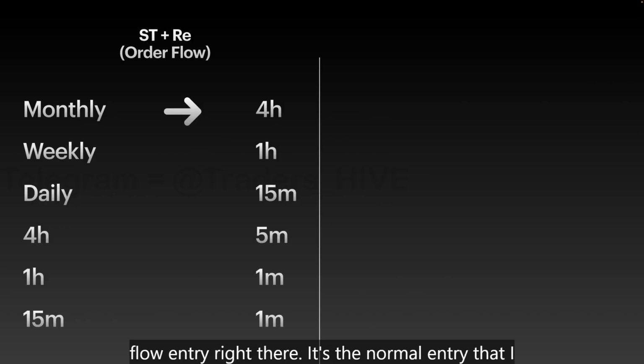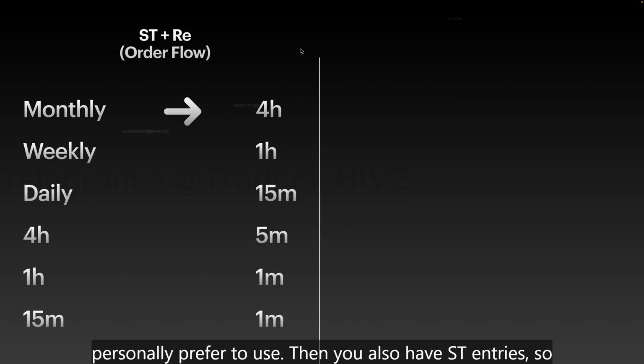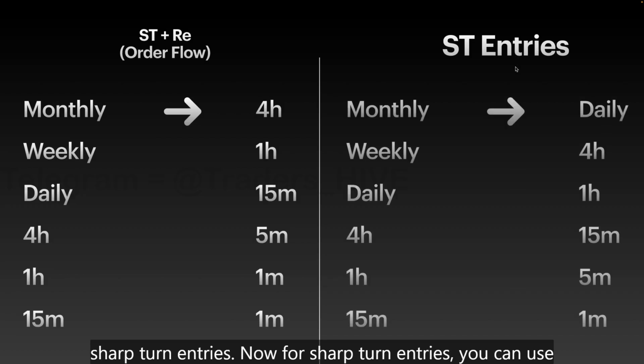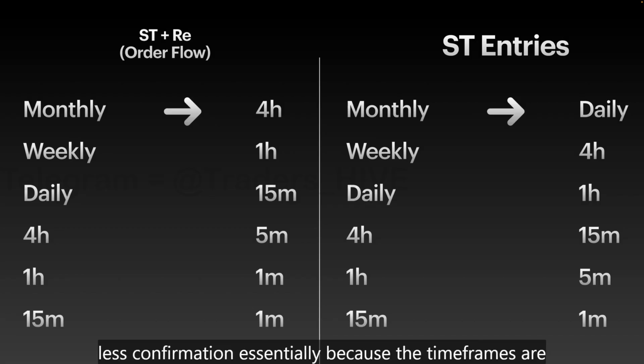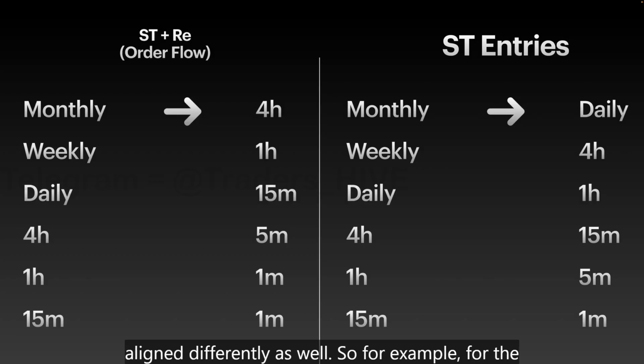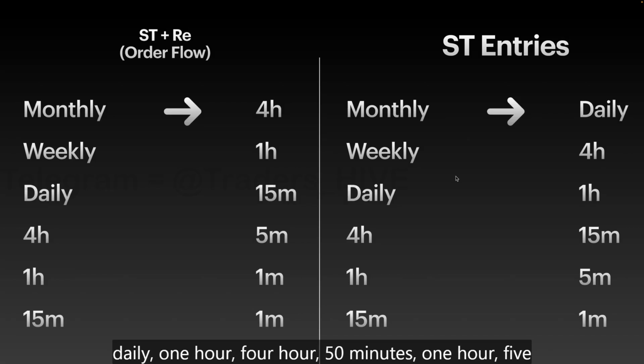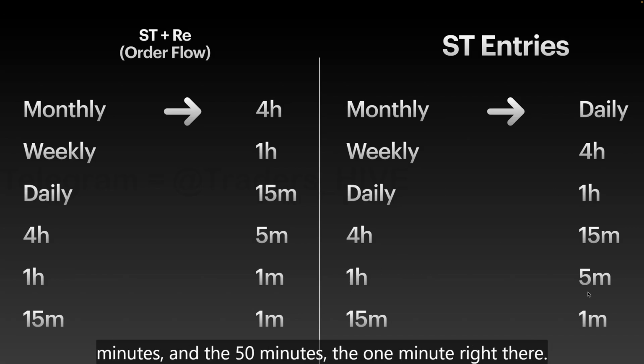It's the normal entry that I personally prefer to use. Then you also have ST entries, so sharp turn entries. Now, for sharp turn entries, you can use less confirmation essentially, because the time frames are aligned differently as well. So for example, for the monthly, you can go into the daily, weekly, 4-hour, daily, 1-hour, 4-hour, 50 minute, 1-hour, 5 minutes, and the 50 minute, the 1 minute right there.